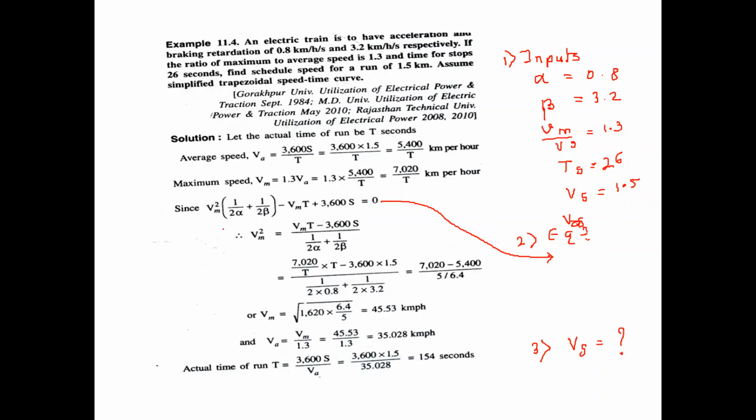Now in this equation, what all things have they given? Vm is in terms of Vs, so it is not directly available here. Both the things, Vm and T, are not known. The distance S is given, for a run of 1.2 kilometers. So S is given, this is not unknown.